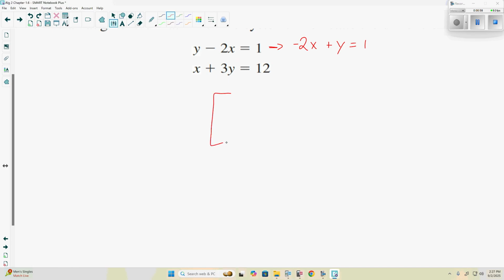Because once we get into this form, we can say that our numbers are coefficients for the top. We'd have negative 2 for x, 1 for y, and then what it's equal to is also 1. Our second equation would be 1 for x, 3 for y, and it's equal to 12.